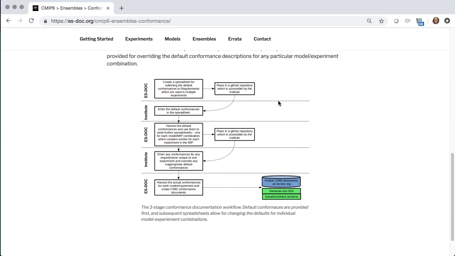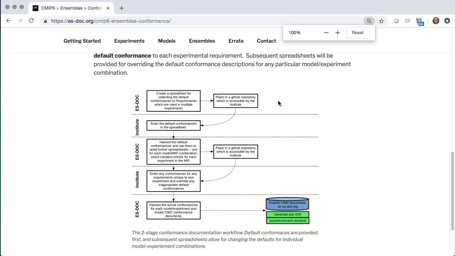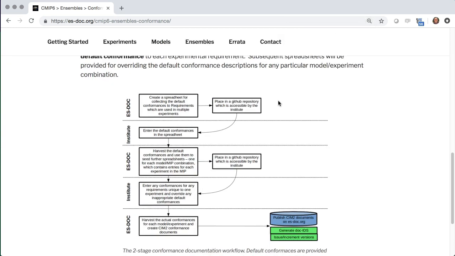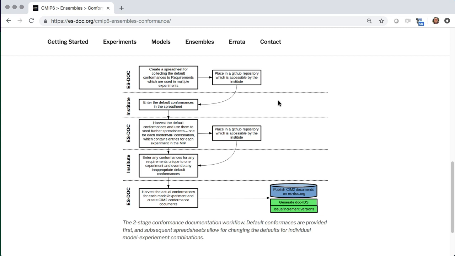The diagram at the bottom of the page helps us to understand how ESDoc will collect conformance information from the modelling groups. ESDoc will initially provide the modelling groups with spreadsheets to record the default conformances for each experimental requirement. Subsequent spreadsheets will be provided to override default conformance descriptions in the cases where groups have used a particular conformance solution for a specific model and experiment combination. ESDoc will then harvest the conformance information into our database.